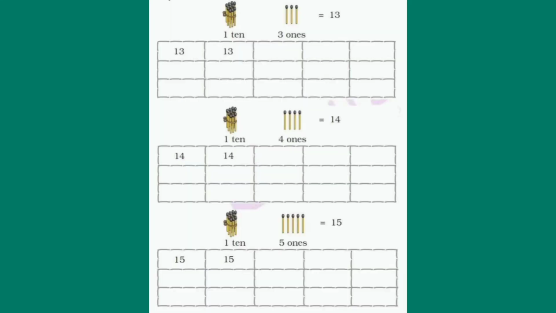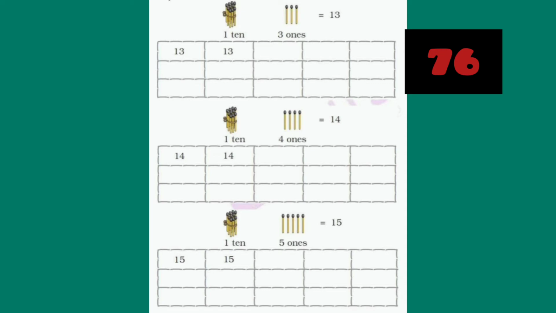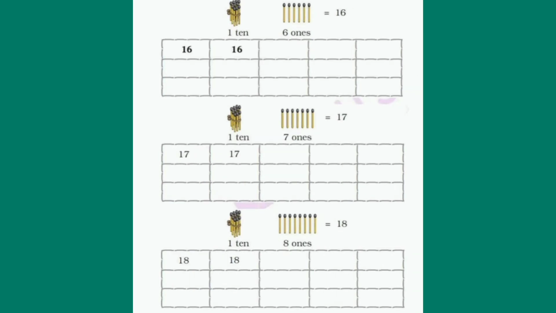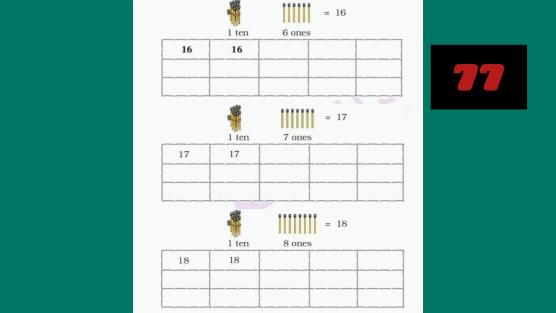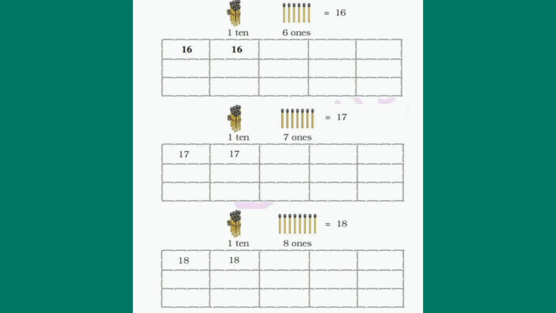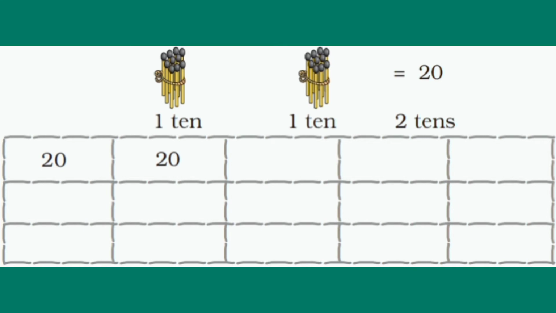Coming to page number 76, here also you have to do the same thing. You have to complete the table by writing the numbers. Then coming to page number 77, here also you will do the same thing that you have done in page number 75 and 76. And same you will do in page number 78. Thus, we will complete the table from 10 to 20. The numbers 10 to 20.